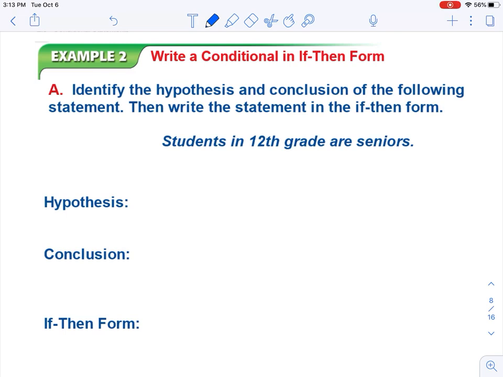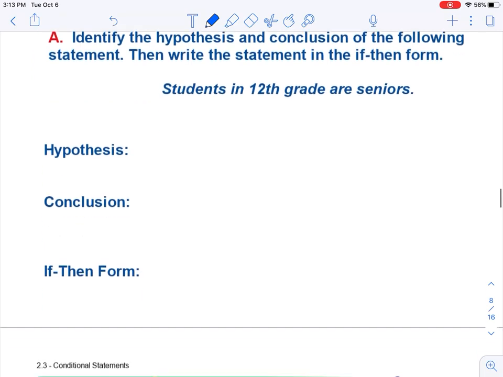Another one here. Identify the hypothesis and conclusion, then write the statement in if-then form. Now, I actually prefer to write my statement in if-then form before stating my hypothesis and conclusion. You can do it either way, but I find it easier to do it that way. So my if-then form, I'm going to do it backwards, is if a student is in 12th grade, then they are a senior. Or I can say, if students are in 12th grade, then they are seniors. Or if you are in 12th grade, then you are a senior. You can write it a variety of different ways.